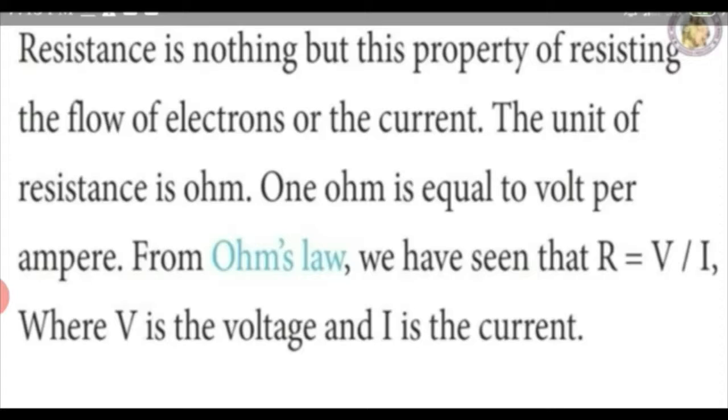The unit of resistance is ohm. 1 ohm is equal to volt per ampere. From Ohm's law, we have already seen that R is equal to V divided by I. Here V is the voltage and I is the current.